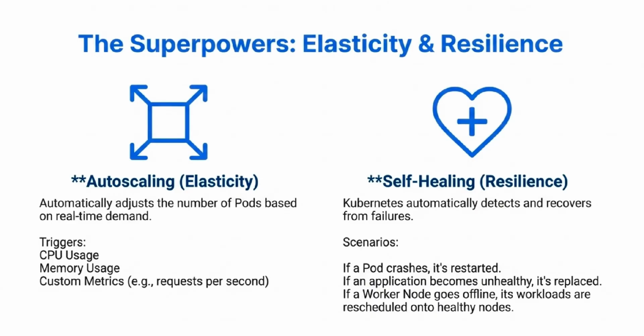Self-healing is where Kubernetes shines. If a pod crashes, it restarts. If an application becomes unhealthy, Kubernetes replaces it. If a worker node goes offline, Kubernetes reschedules its workloads onto other healthy nodes. These superpowers make your system not just scalable, but truly resilient.